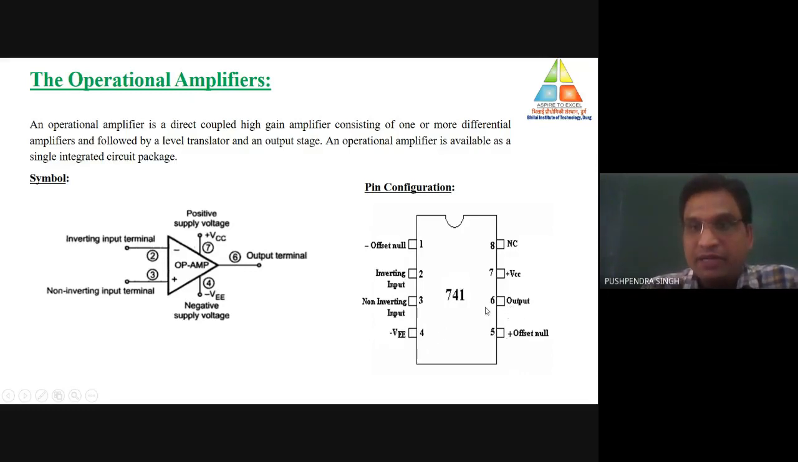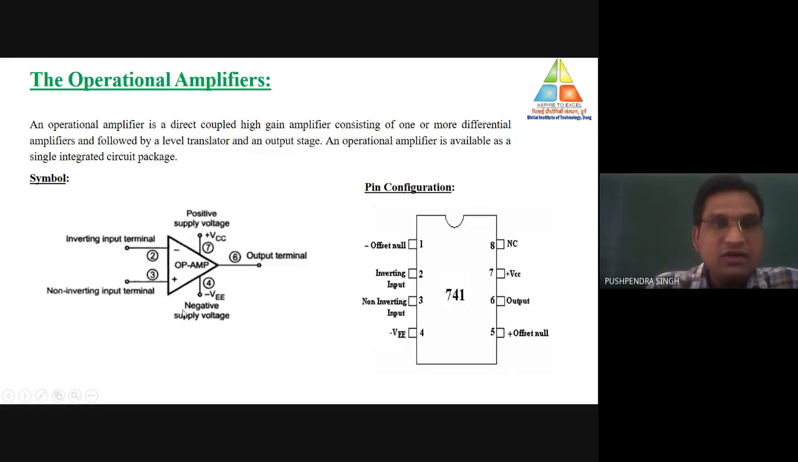With the help of pin number 6, we get the output of the op amp, and pin number 8 is not connected. There is no use of pin number 8. Whenever we use an operational amplifier in any application, we need to leave pin number 8 open. But only for the symmetry of the IC, pin number 8 is provided here. So these are the different pins of the operational amplifier.